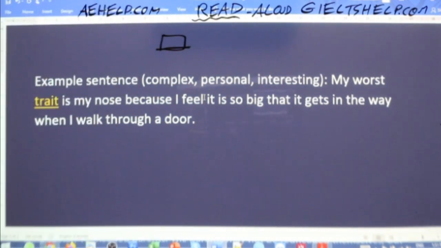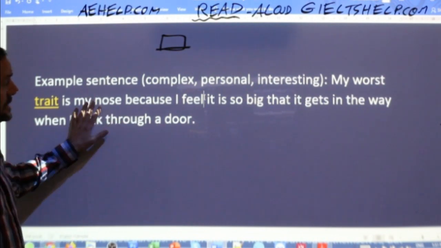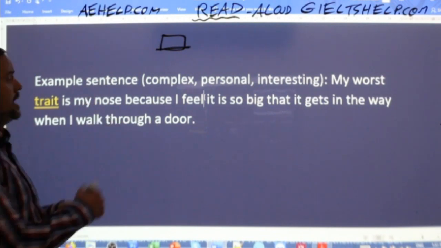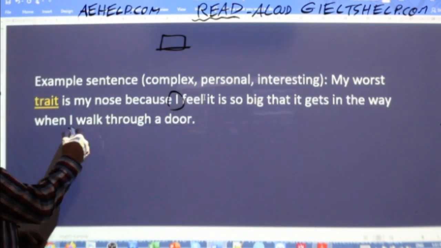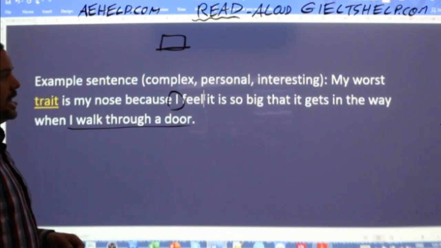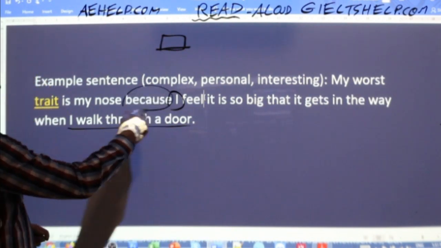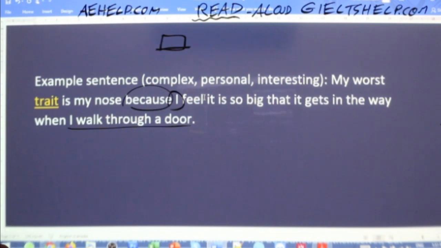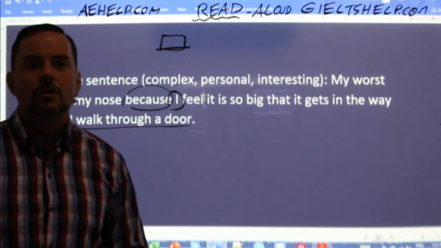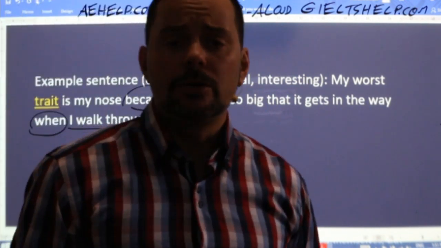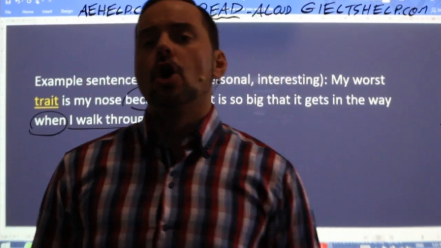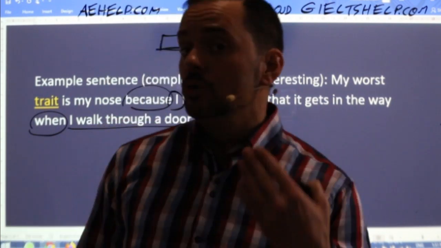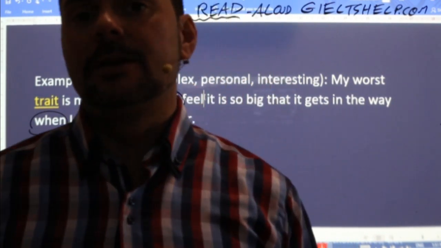So here, notice that the sentence is interesting. It's personal. It's got I in there. It's interesting because I'm talking about my giant nose that gets in the way when I walk through a door. And it's complex. I'm using because, showing cause and effect, and even condition, when. Okay? So this sentence will not only help me to remember new vocabulary from my reading, but also will help me to use that vocabulary when I need to.